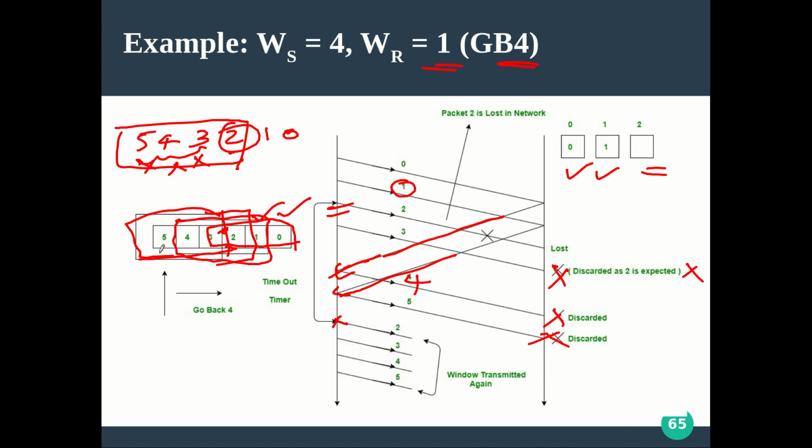What is the last frame transmitted? 5. Go back 4. From here, go back 4, that is, the 4th position backward, including this 5. This 5, 4, 3 and 2. So the window as a whole you retransmit. You are going to retransmit 2, 3, 4, 5. So the window is transmitted again, right?